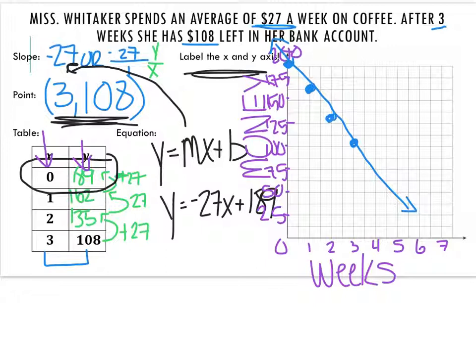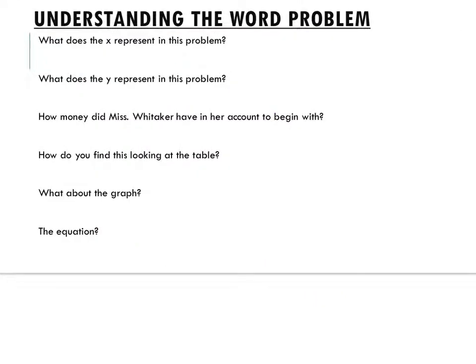Let's answer some questions about this problem. So what does x represent in this problem? We labeled our x-axis. Do you remember? Weeks. Remember, x and y don't represent a number. They represent what's happening within the problem. What am I inputting? I'm inputting weeks. What am I outputting? Money. I'm losing money.